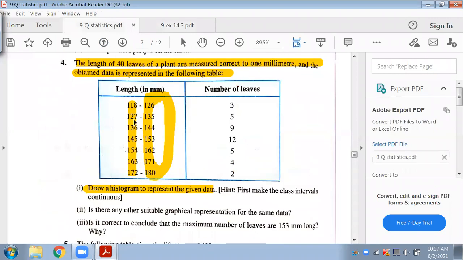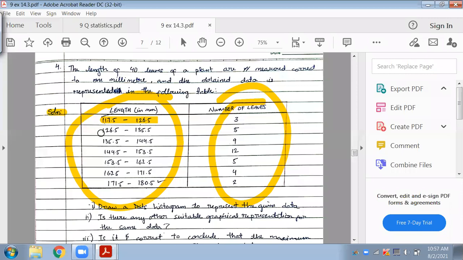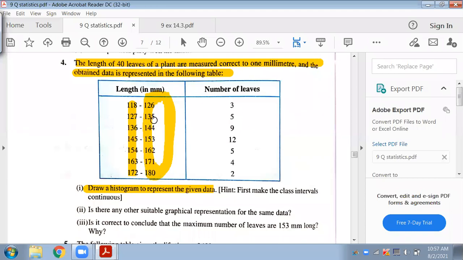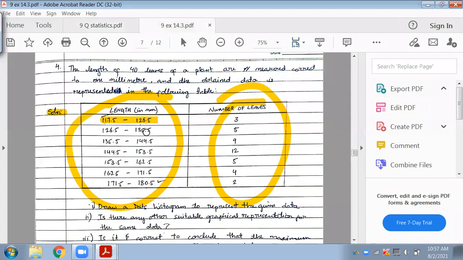Again, the second one: starting is 127, it is the lower limit. With the lower limit, we'll subtract 0.5, so it will become 126.5. And the upper limit is 135. We'll add 0.5, so it will become 135.5. Same way, with 136, if you subtract 0.5, it will become 135.5. With 144, if you add 0.5, it will become 144.5. Again, with 145, if you subtract 0.5, it will become 144.5, and with the upper limit, if you add 0.5, it will become 153.5. Then so on.